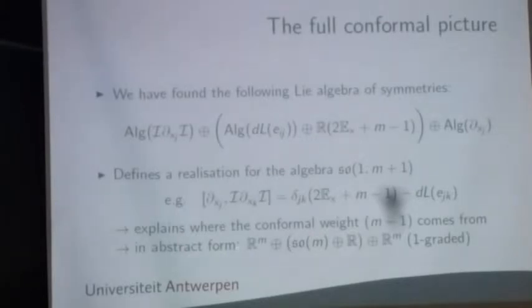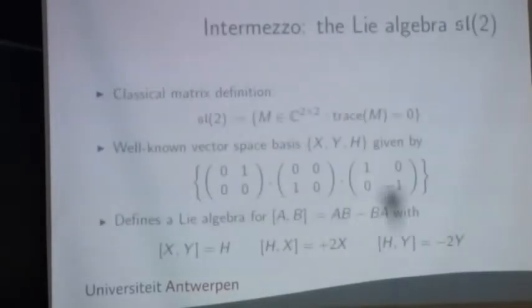In abstract form, this is how it looks like. So it's a 1-graded Lie algebra. That's how they call it. I will not use this, but just to be sure. Now, a very small intermezzo, the Lie algebra SL2. You should be familiar with this from linear algebra, but just to make sure, SL2 has a classical matrix definition. So it's 2 by 2 complex matrices, and their trace is equal to 0.